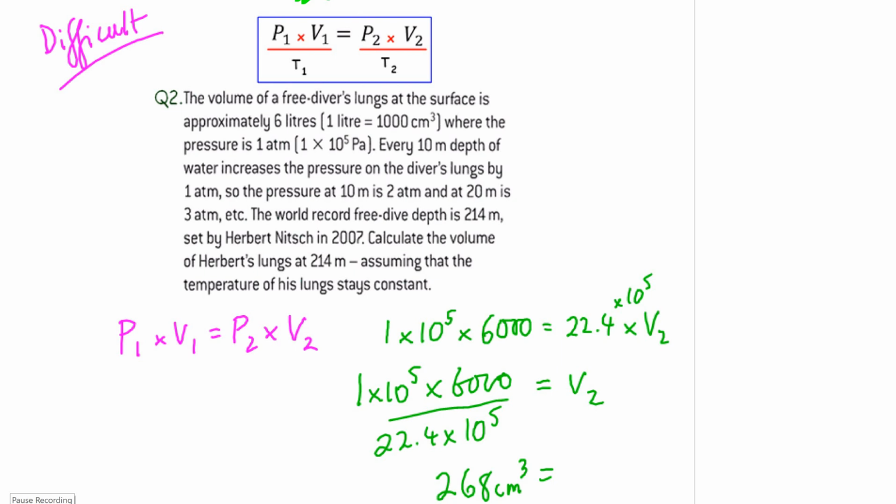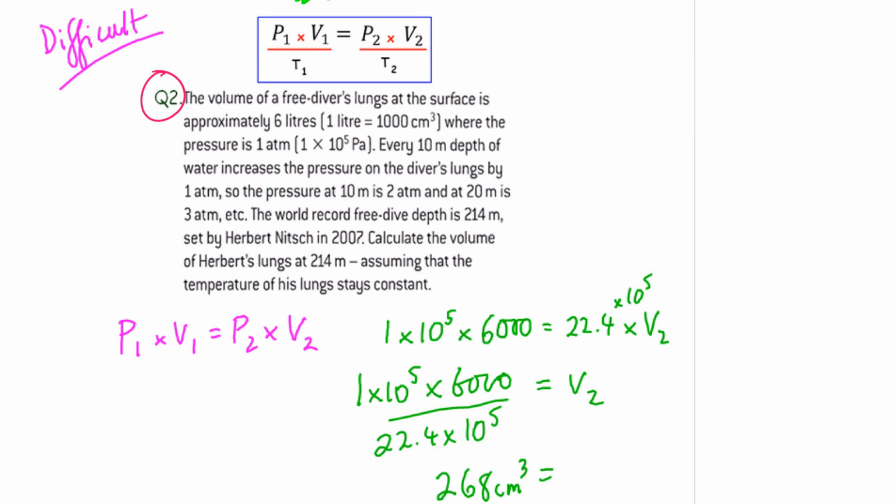Let's have a look at question 2 now. It's not easy. The volume of a free diver's lungs. So he's a diver without an aqualung. He or she is just going to go down, and then the lungs are going to get smaller and smaller. At the top, they're approximately 6 litres, and the pressure is 1 atmosphere.